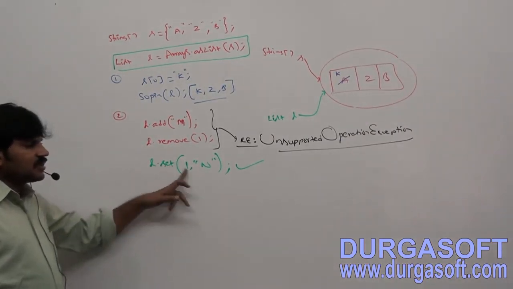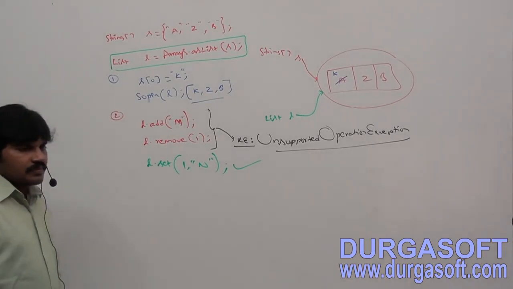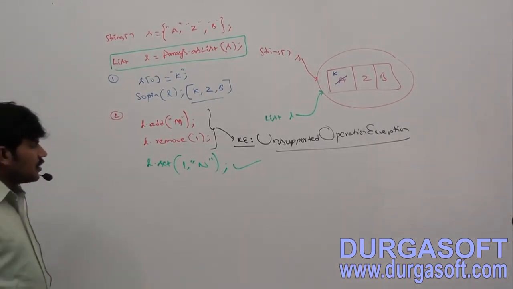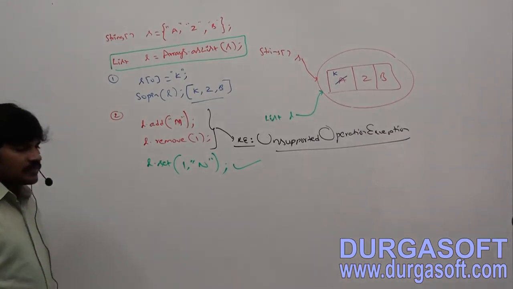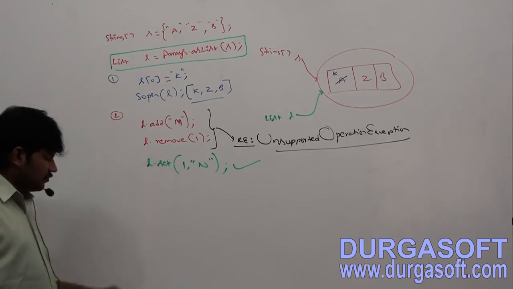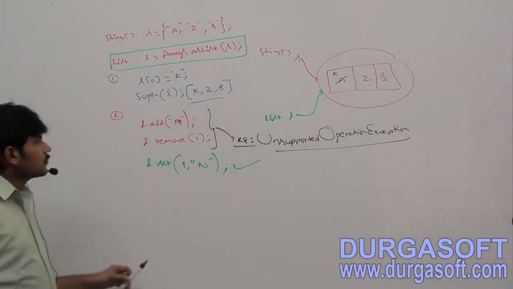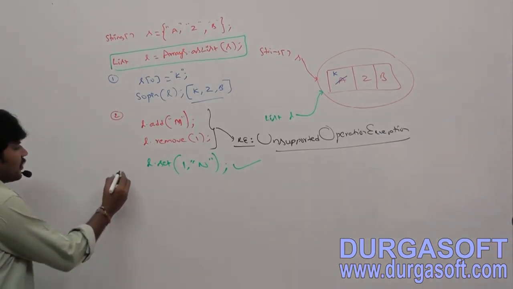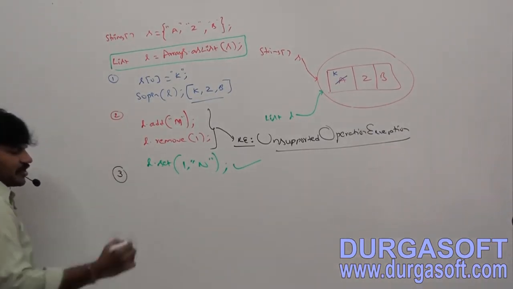But L.set(1, n): can you tell if it is valid or not? It is perfectly valid, no problem at all. Okay, this is the second point. Next, the third point, the last point, of course.